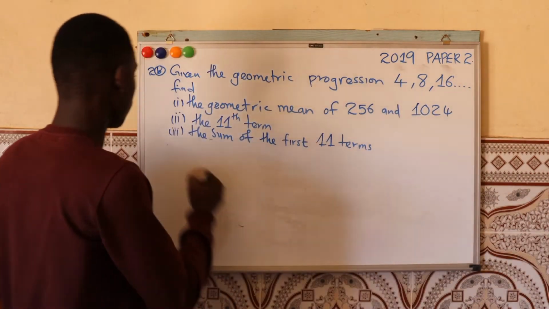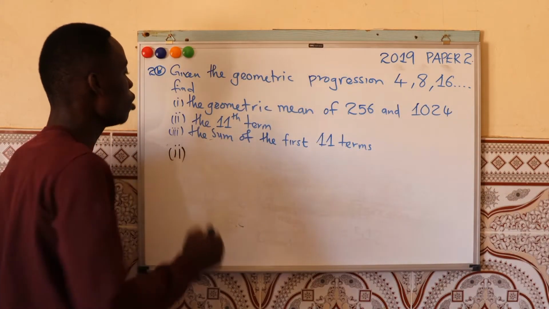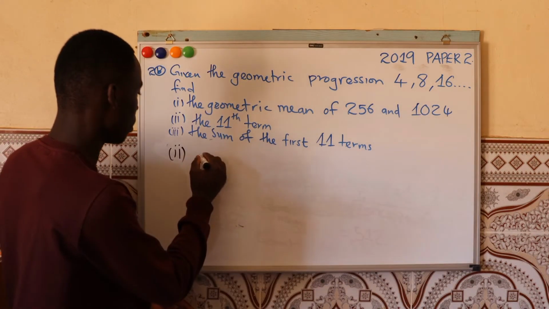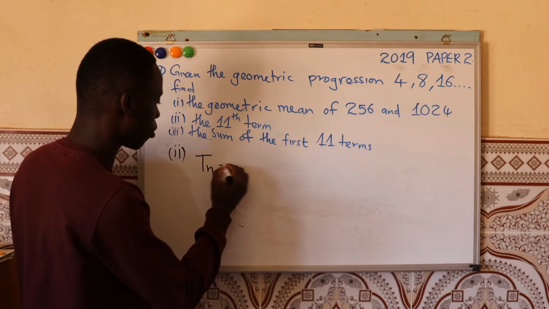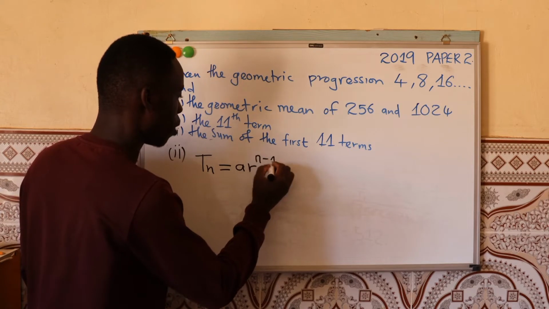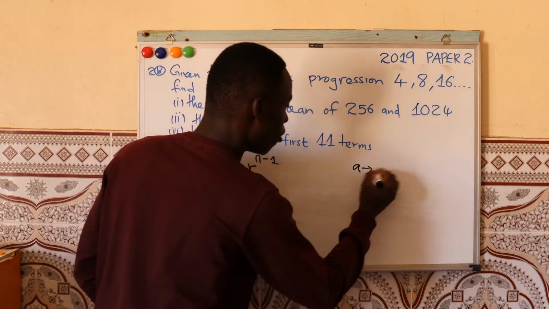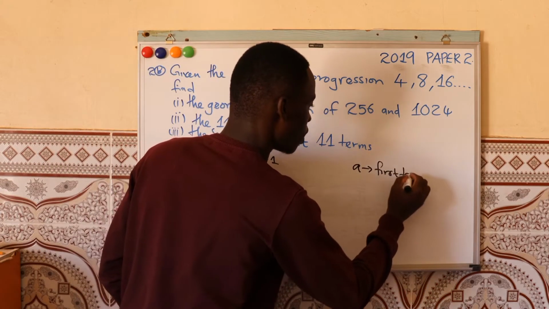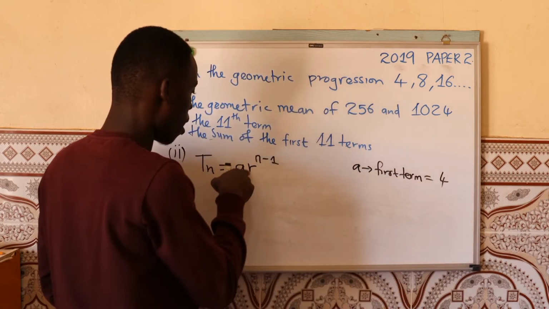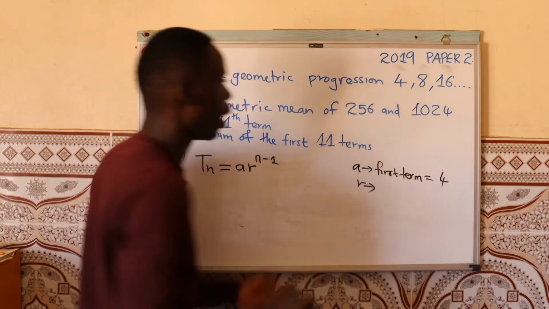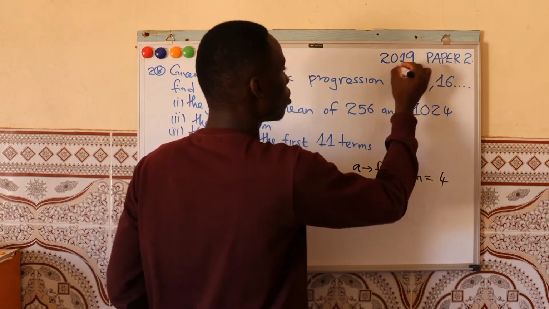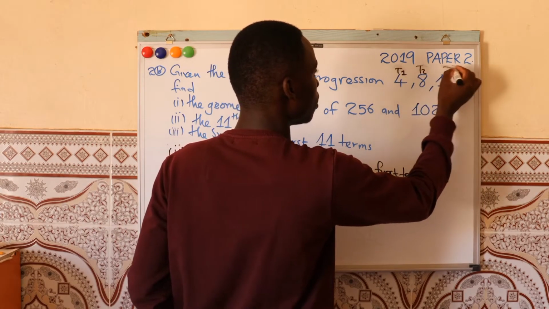So the second one says find the 11th term. How then do you find the nth term of a geometric progression? The formula is: the nth term of a geometric progression is equal to A r to the power n minus 1. Now A is our first term, which is equal to 4. R is our common ratio, and our common ratio in our case is T2 over T1, because this is T1, first term, second term, third term.